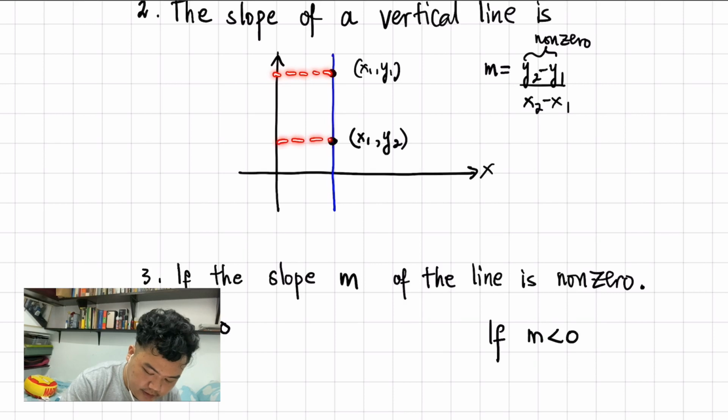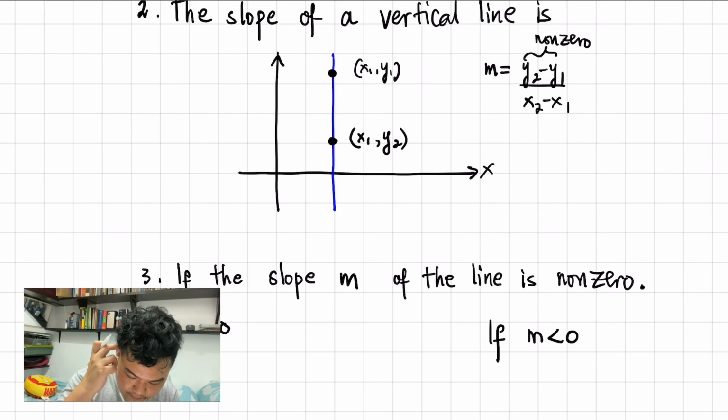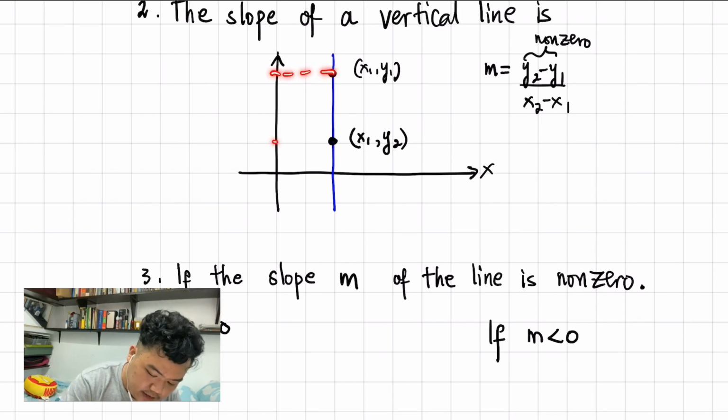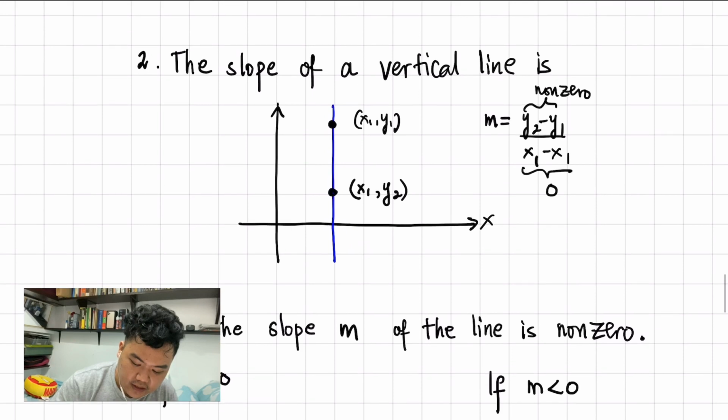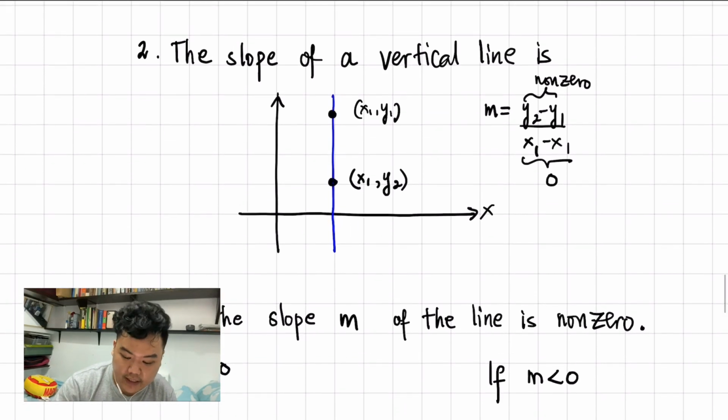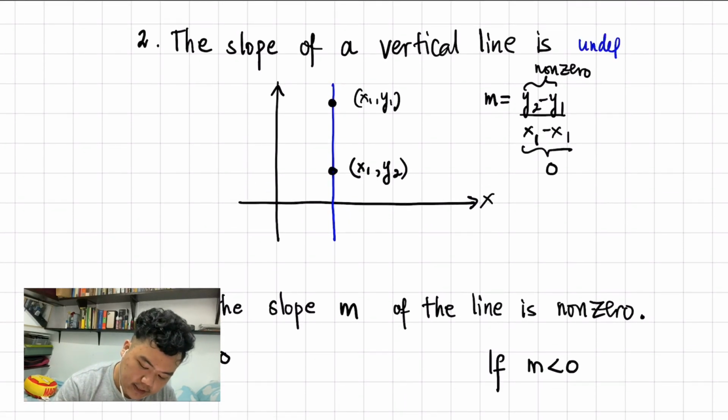The numerator is non-zero because the y values are different. This is y1, this is y2. That's why the difference is non-zero. While for the difference x2 minus x1, our x2 here is this, that is x1 also. So this is 0. And non-zero over 0 is undefined. That's why the slope of a vertical line is undefined, as we have seen from the previous example.